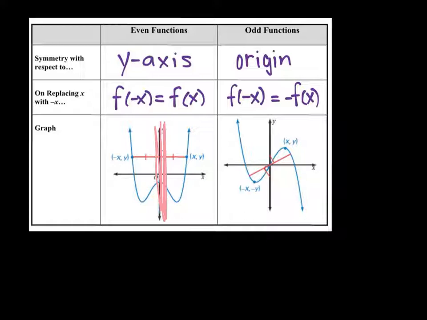So that's what that's saying there. f of negative x, when you plug in a negative value, you get the original function back out. It ends up being exactly how it started.